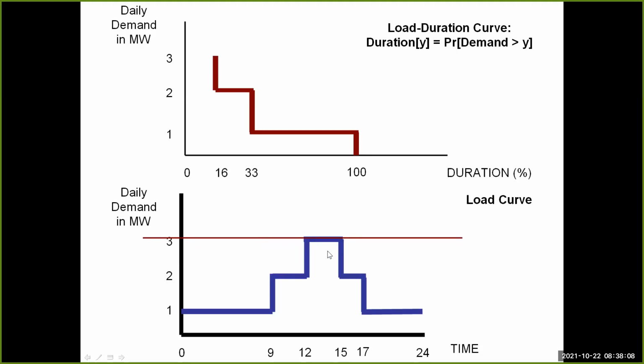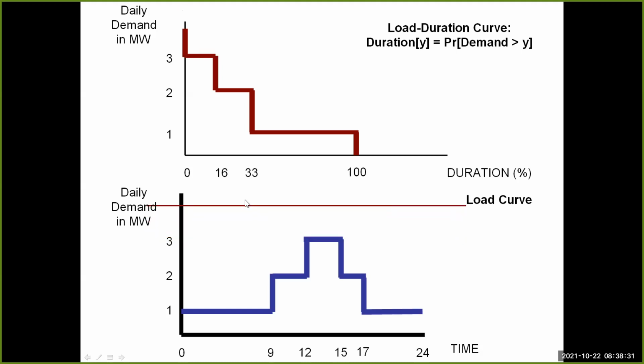Okay, and here again something changes. What changes here? Well, if you go to 3.1, what percentage of the time is demand bigger than 3.1? Never. It's 3 at maximum. So we have to jump here to 0. And then we can go up as much as we want. This graph just continues. So this is a load duration curve.